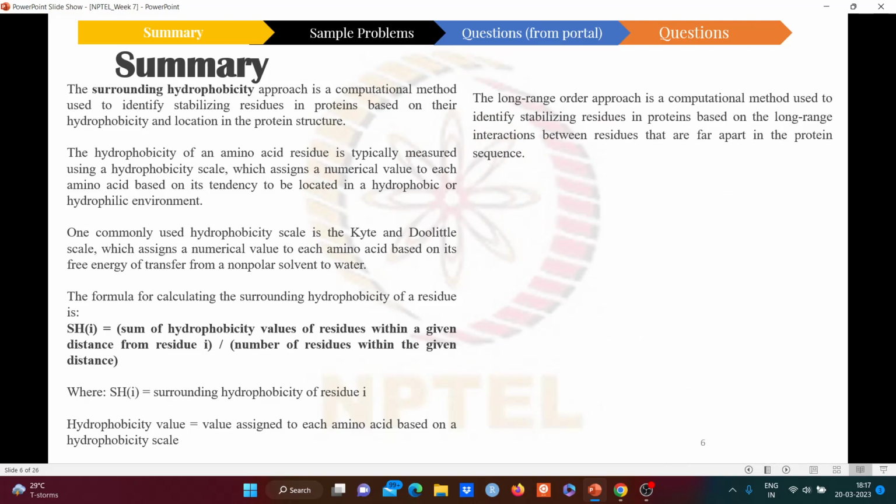Next is the long range order. This is also a computational method used for identifying the stabilizing residues based on the long range interactions between residues that are far apart in sequence. This means that it takes into consideration residues which are far apart in sequence. For example, residues that are 12 residues apart are considered far, and in the structure they are nearby.